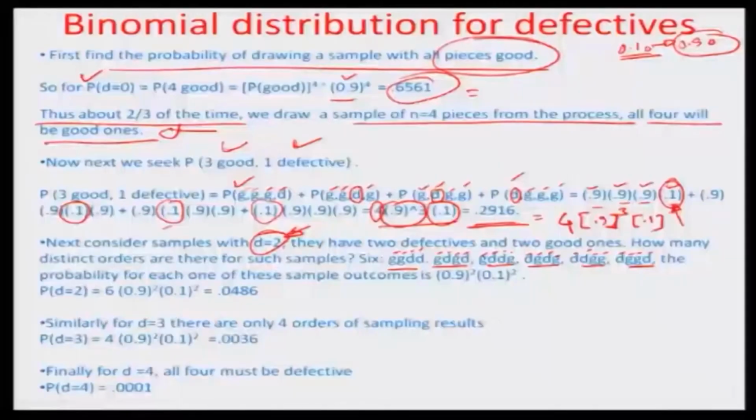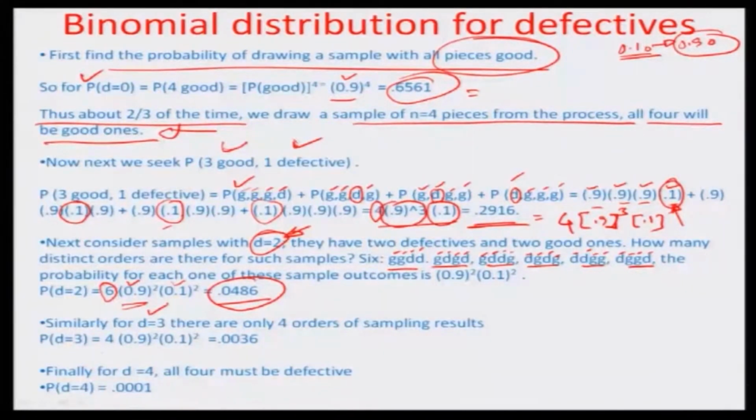So, obviously we can now put these outcomes together as 6 times 0.9 square, that is the probability of having a good sample, times 0.1 square, which is the probability of having a defective sample, which is 0.0486. We can do the same thing for d equal to 3, that means the number of defectives is now 3 out of the 4 draws.